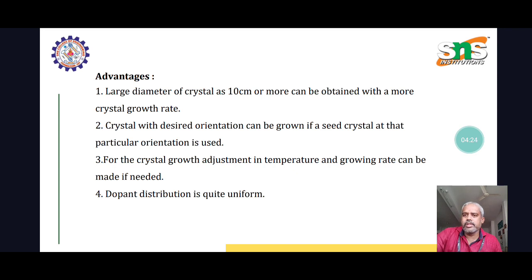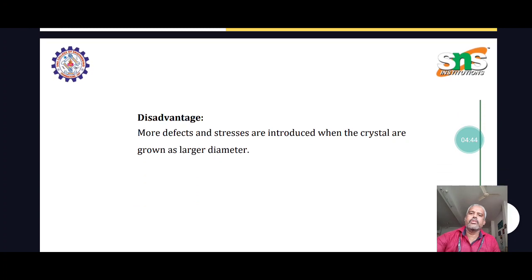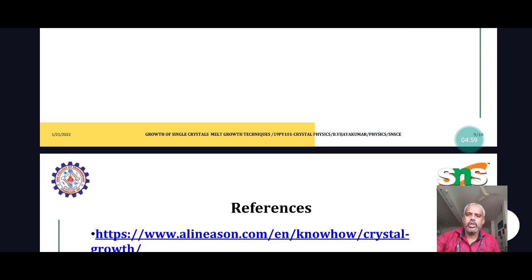The second advantage is crystals with desired orientations. The third is that crystal growth can be adjusted through temperature and growing rate as needed. And the last one is that dopant is uniformly incorporated. The disadvantage is that more defects and stresses are induced. That is why I said the pulling rate of the crystal is the source of this disadvantage.